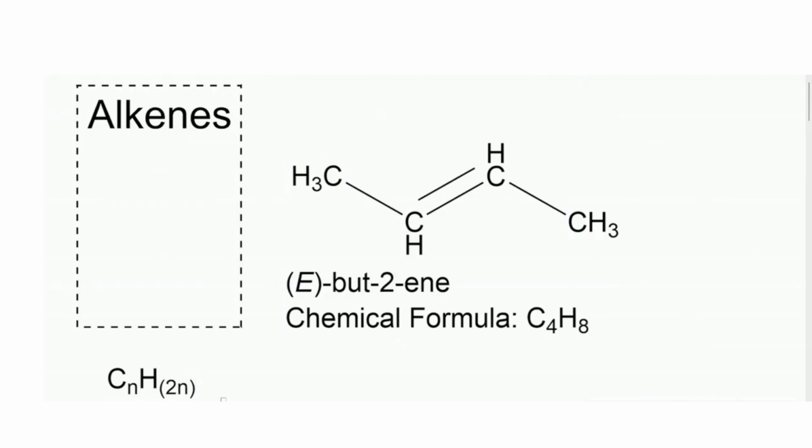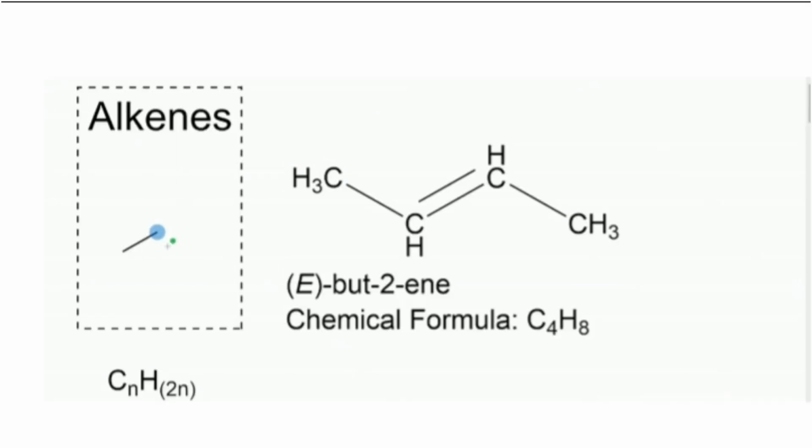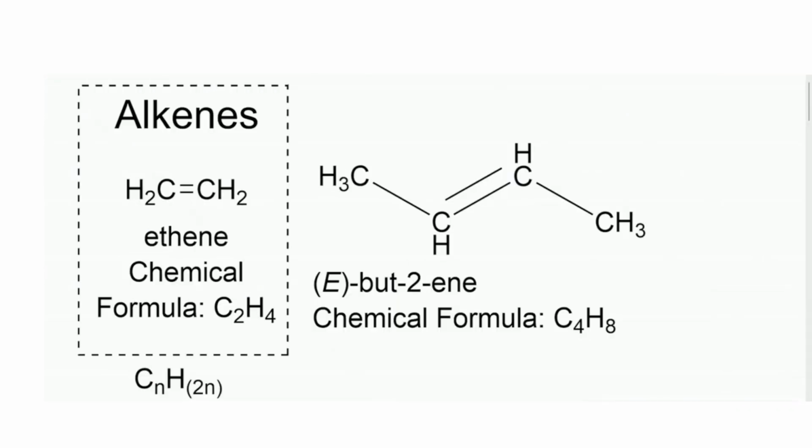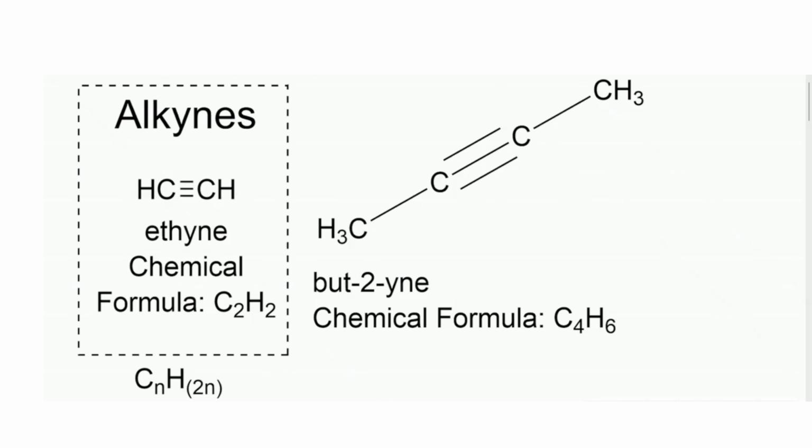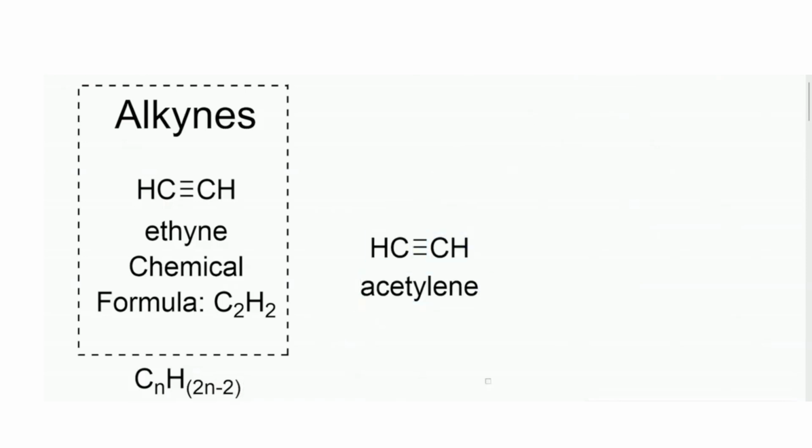The next are alkenes, that contain at least 1 double bond between the carbon atoms, with the general formula CnH2n. An example is ethene, with the molecular formula C2H4. Last are alkynes, which contain at least 1 triple bond, with the general formula CnH2n-2. An example is ethyne, also known as acetylene.